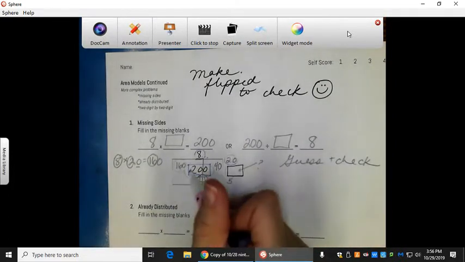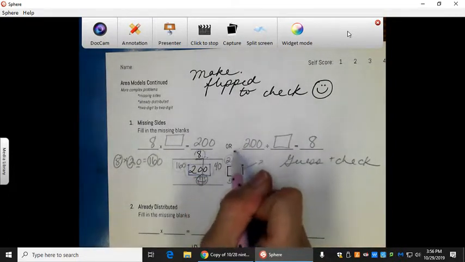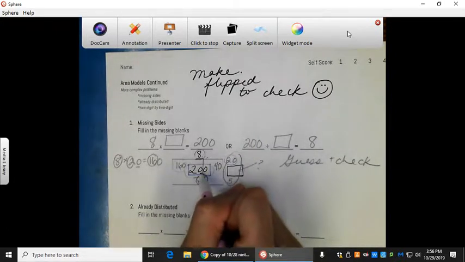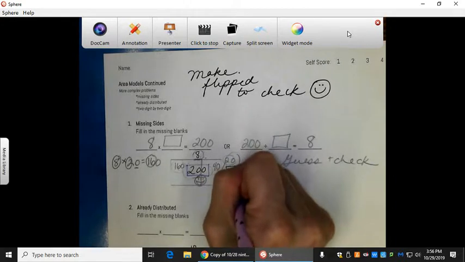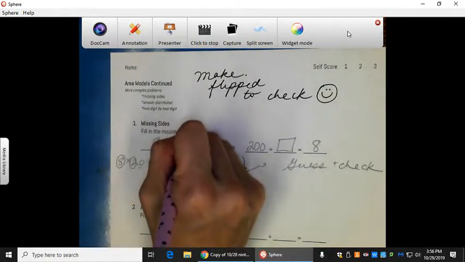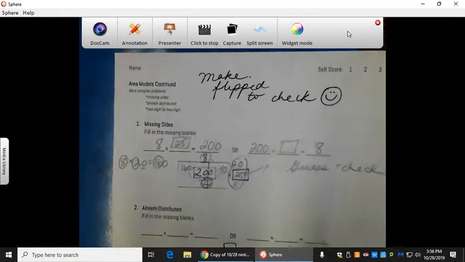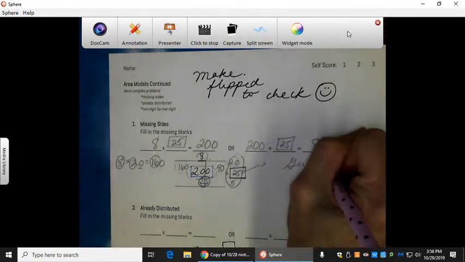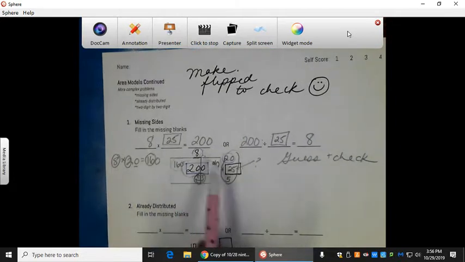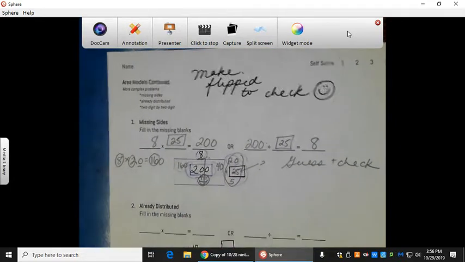Okay? So 8 times what got me to 200? 20 and 5 is 25. So 8 times 25 is 200. Or another way to say it is 200 divided by 25 is 8. So I'm going backwards. 200 divided by 25 is 8. Okay?